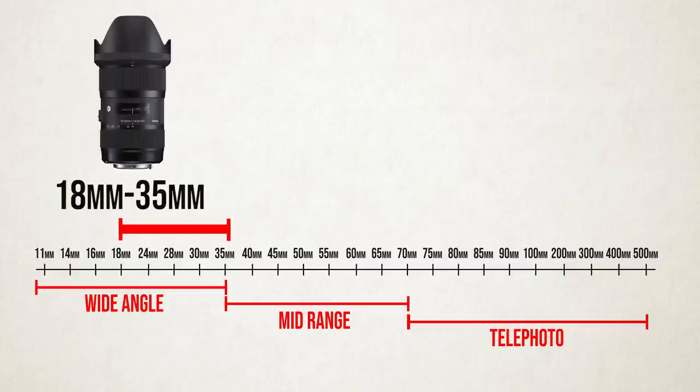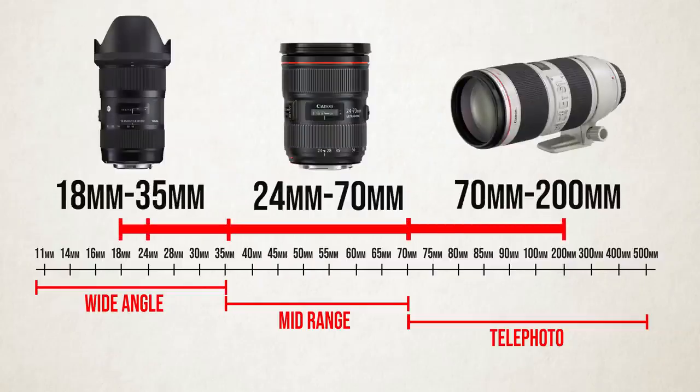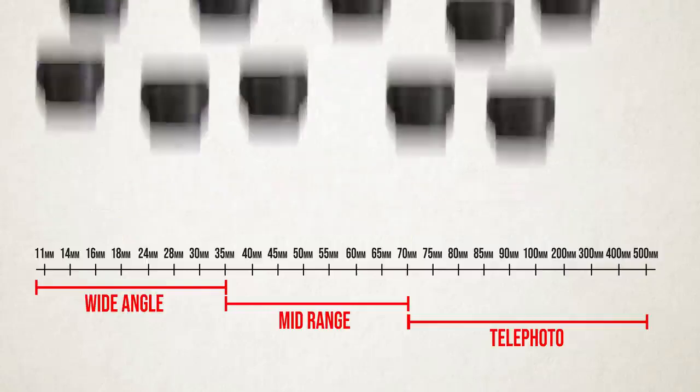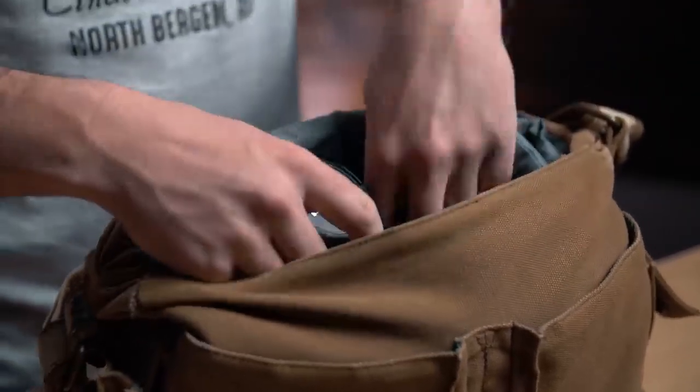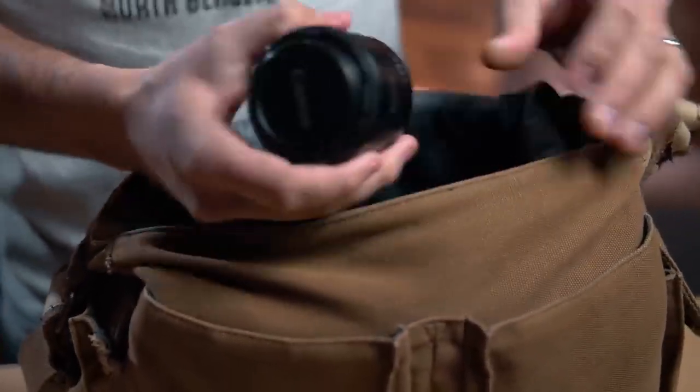Another pro to using zoom lenses is that you only need a few lenses to cover every focal length. For example, if I have an 18 to 35, a 24 to 70, and a 70 to 200, boom, I'm covered from 18 millimeters all the way to 200 millimeters with just 3 lenses. I mean, seriously, you would need like 10 prime lenses to come close to covering all of these focal lengths, and you'd probably have to sort through a very messy camera bag and end up wasting precious shooting time.